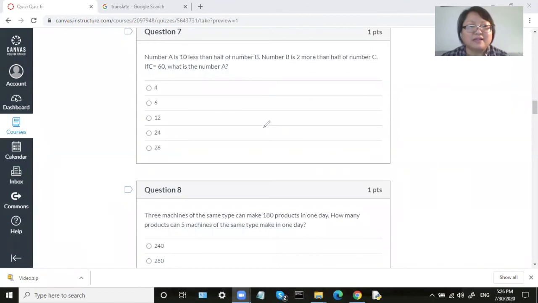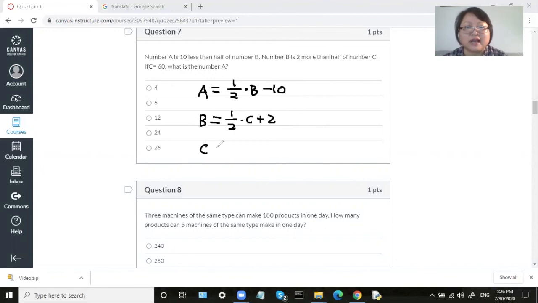Problem 7. Number A is 10 less than half of number B, and the number B is 2 more than half of number C. If C equals 60, what is the number A? Okay, so we have 3 numbers, A, B, C. So number A is 10 less than half of the number B. So half of the number B is 1/2 times B, and then 10 less, okay? So then number B is 2 more than half of number C. So half of number C, 2 more. So we need to plus 2.